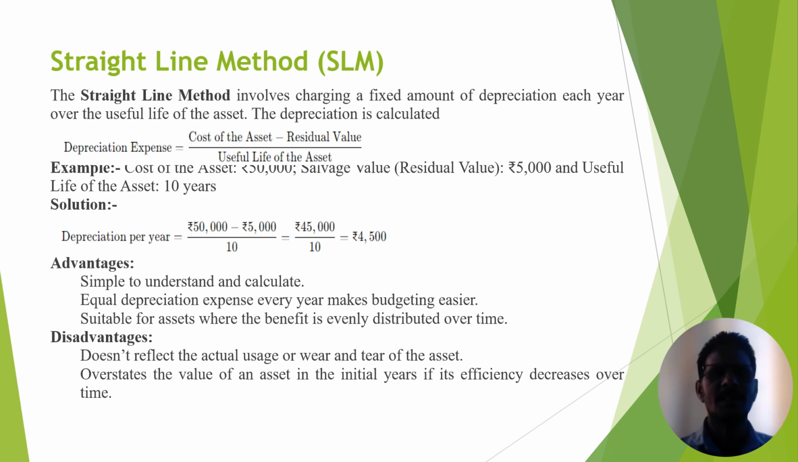The first one, straight line method. The straight line method involves charging a fixed amount of depreciation in each year over the useful life of the asset. Under this method, we have to charge a fixed depreciation amount. Every year the depreciation amount we charge is similar, up to the useful life of the asset.